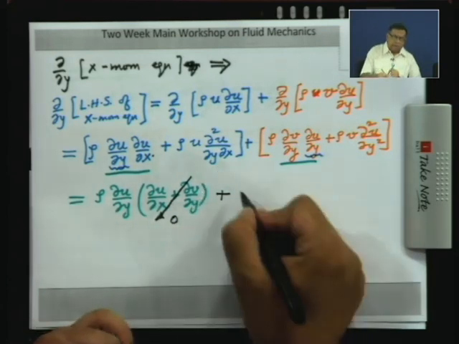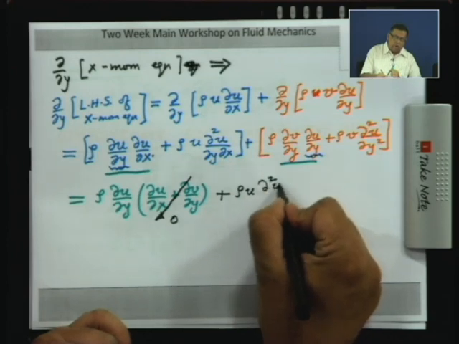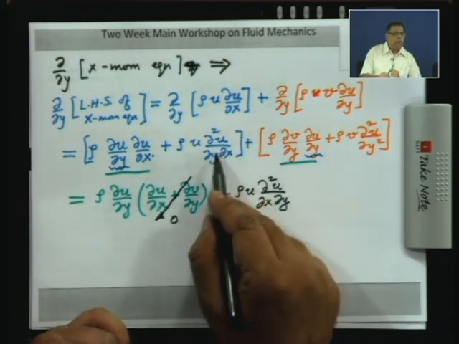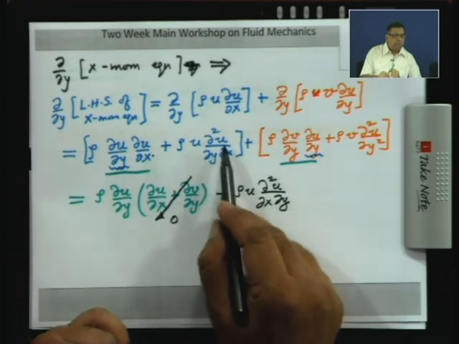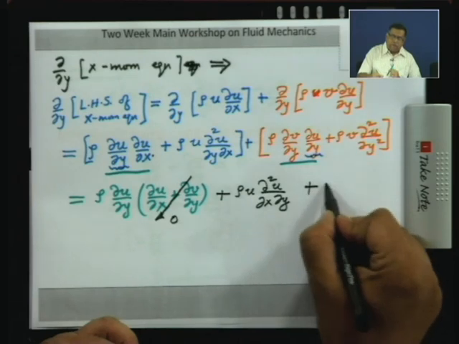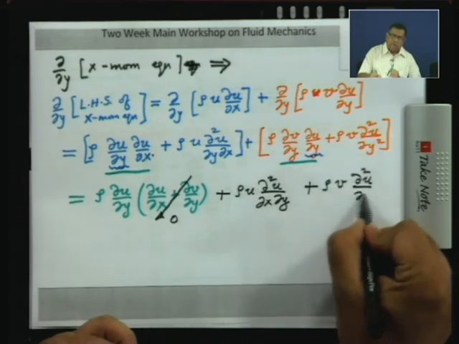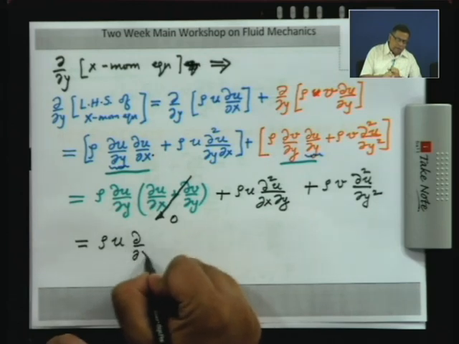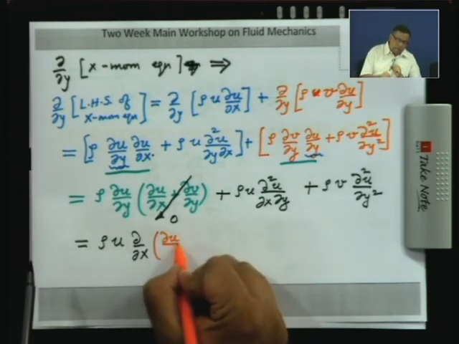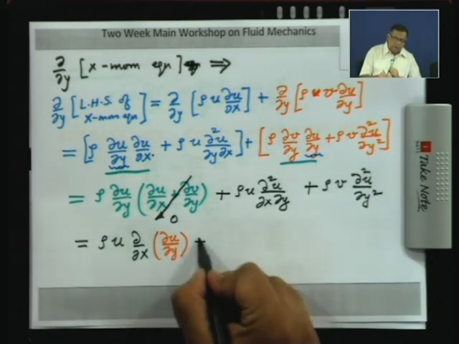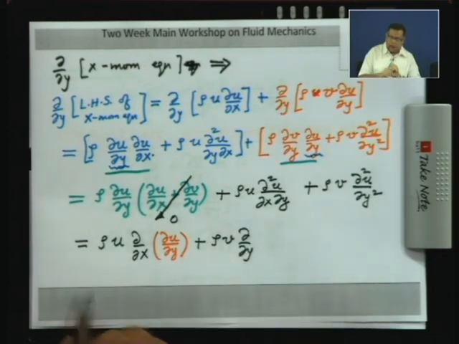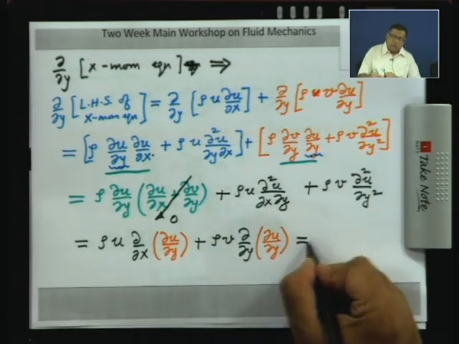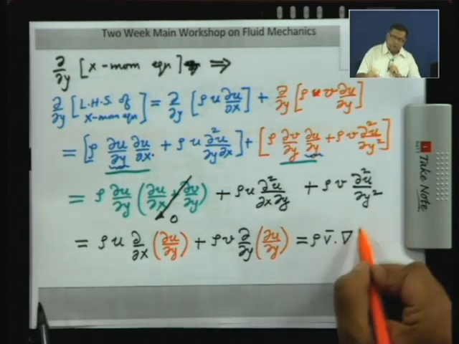Now, this term I will write as ρu ∂²u/∂x∂y. Here we have assumed that u, ∂u/∂y and ∂u/∂x are continuous functions, so the order of differentiation in this mixed derivative does not matter, and here we are going to have plus ρv ∂²u/∂y². So, these two I can write as ρu ∂/∂x acting on ∂u/∂y and ρv ∂/∂y acting on the same quantity ∂u/∂y. So, if you wish, you can write this in compact form, ρ v·∇ of ∂u/∂y.